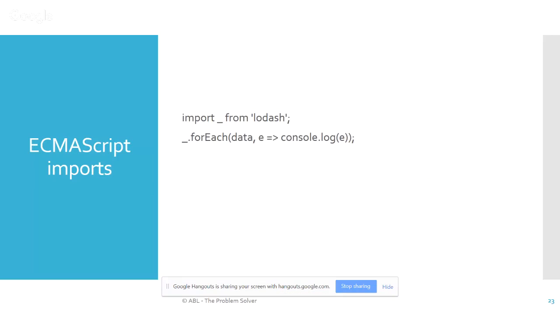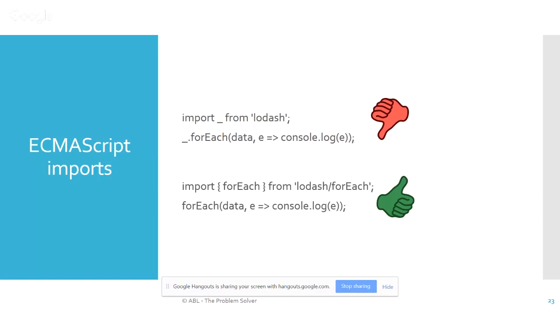So instead of doing it this way, use the second approach. Now remember, you need to import from lodash/forEach. That's specific to Lodash. Every library that supports this does it slightly different, but with Lodash you actually have to do it, rather than if you import curly braces forEach curly brace close from Lodash.